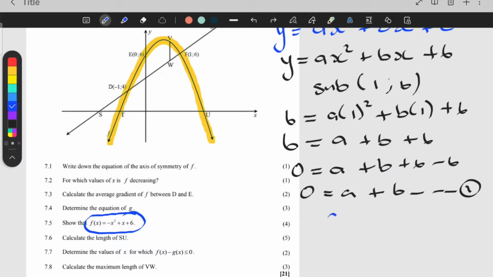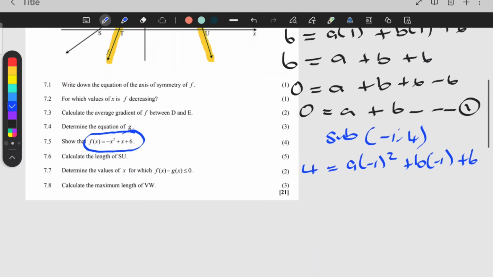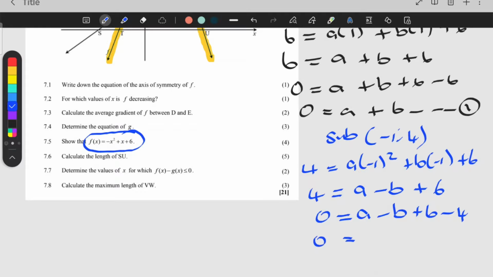So I'm also going to sub in, let's do it again, but now I'm subbing in negative 1 and 4. So now into this, my y now is 4 is equal to a negative 1 squared plus b negative 1 plus 6. Let's see what we get here. This is a positive 1a negative b plus 6. And then let's see, I'm going to take everything over. So a minus b plus 6 minus 4, 0. So I have a minus b plus 2. And I'm going to call this equation number 2.